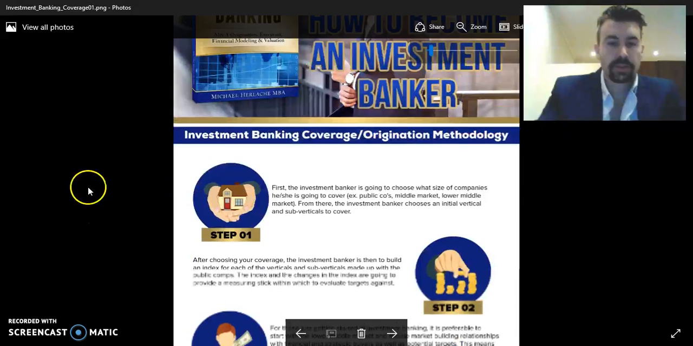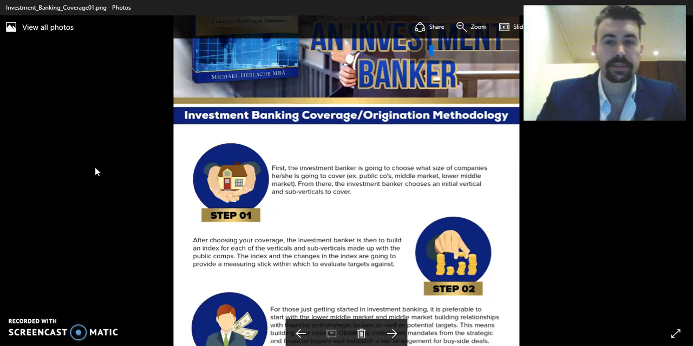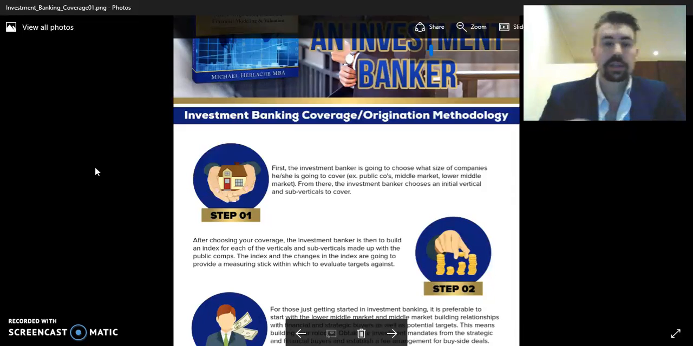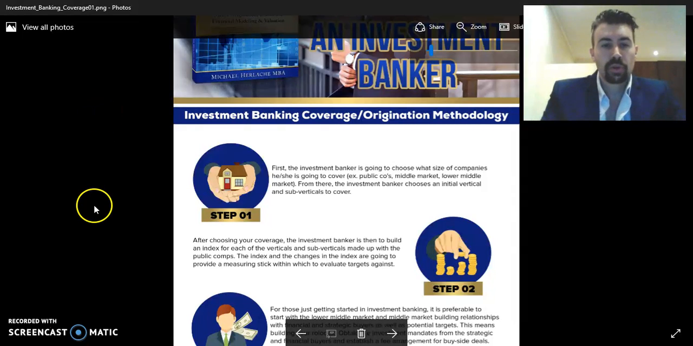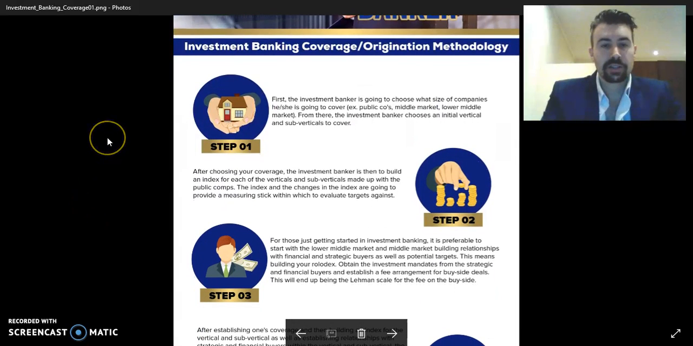Starting out, the investment banker is going to choose what size of companies he or she is going to cover. For example, public companies, middle market companies, lower middle market. And from there, the investment banker chooses an initial vertical or industry, as well as sub-verticals to cover. And we're going to discuss how exactly to break down a vertical into different sub-verticals so it makes sense into a proper taxonomy.